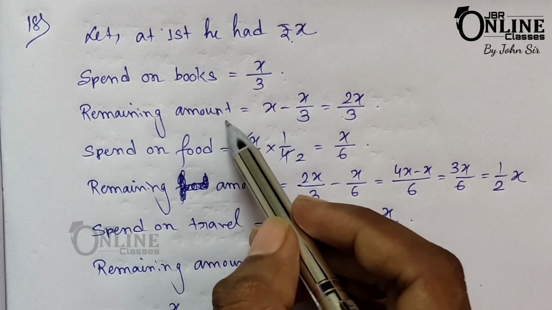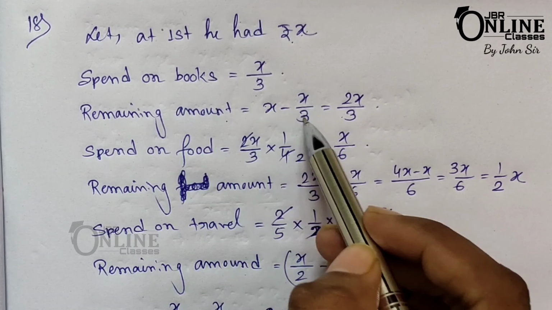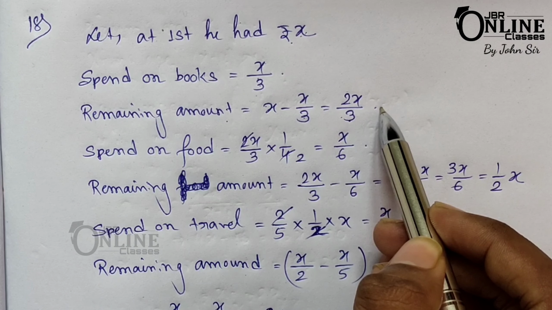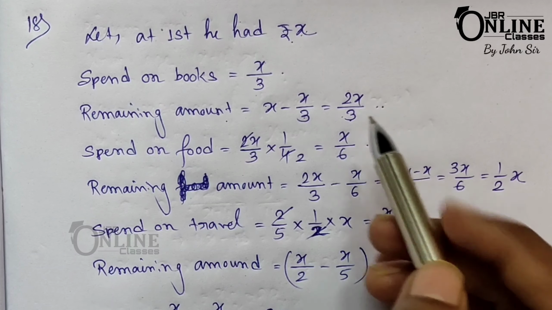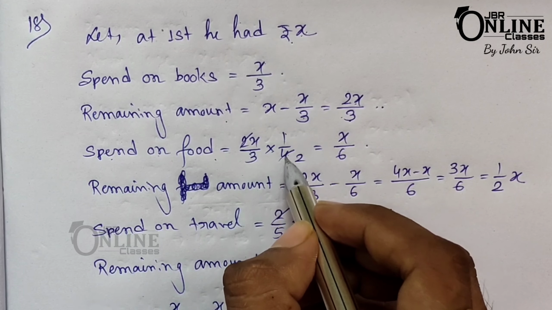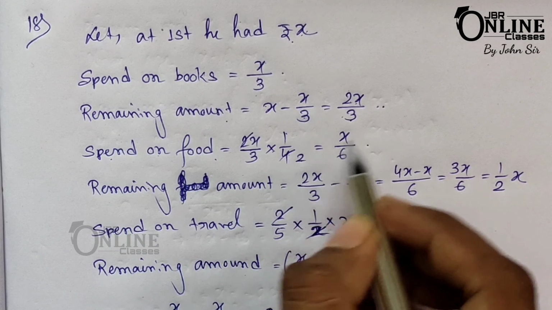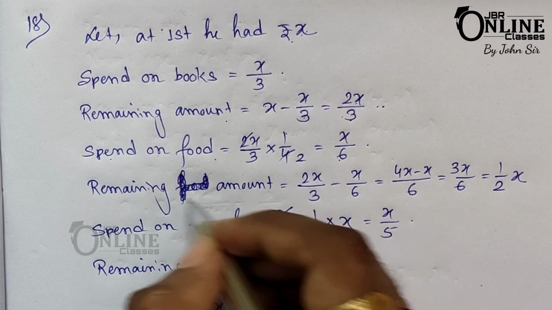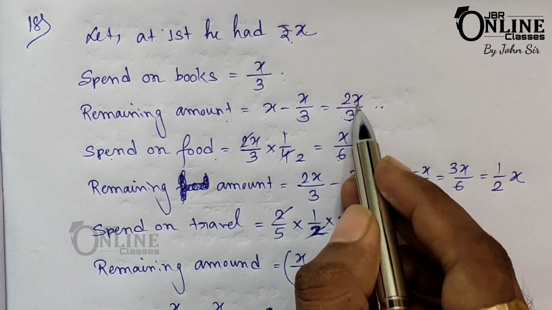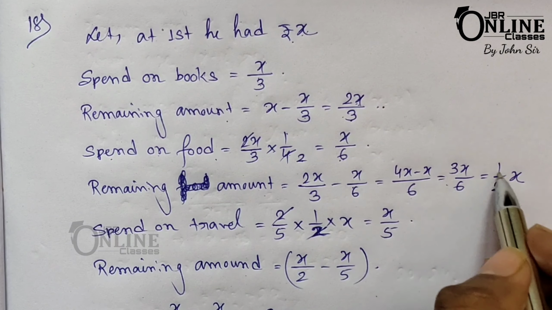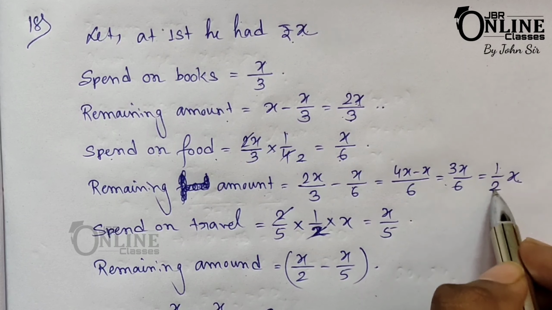Now next you have to find out the remaining amount, so x minus x by 3 equals 2x by 3. After that he spent 1/4 of the remaining amount on food, so the spend on food equals 2x by 3 into 1/4. So here 2 and 4 cancel out, it becomes x by 6. And again the remaining amount equals 2x by 3, and from that subtract x by 6, and that equals 1/2 x, that means x by 2.